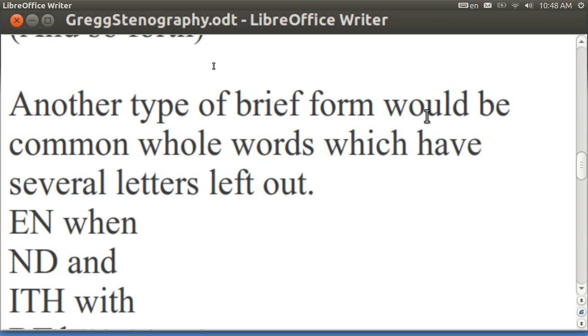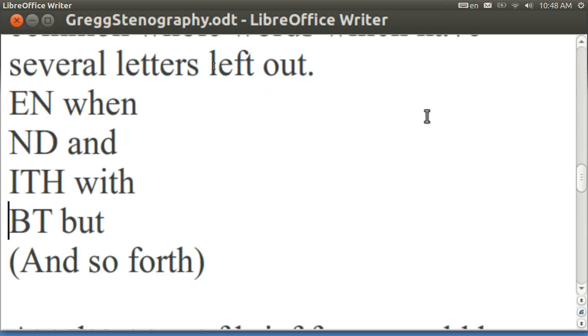For example, the word when, he just writes it as EN. And ND is a blend, that's one letter of the alphabet, and he just allows the word ND to stand for the word and. The word with is very common in English, and he leaves the W out. The word but is very common, and he leaves out the U, and so forth. There's a few hundred of them, and you can memorize them. And if you don't memorize them, you can still write Gregg Stenography and gain a lot of speed. But by convention, a whole bunch of these are in use and standardized.